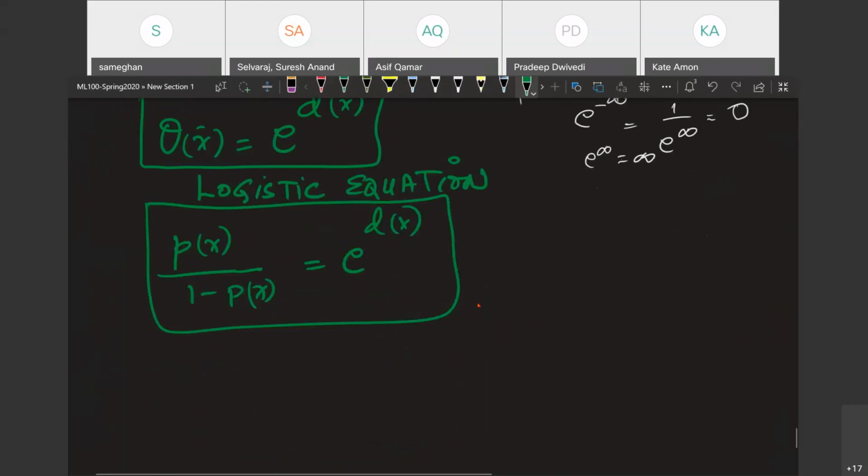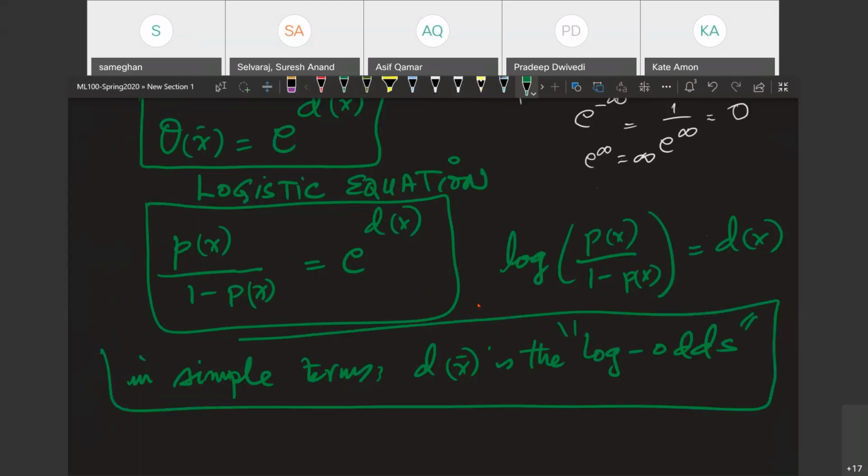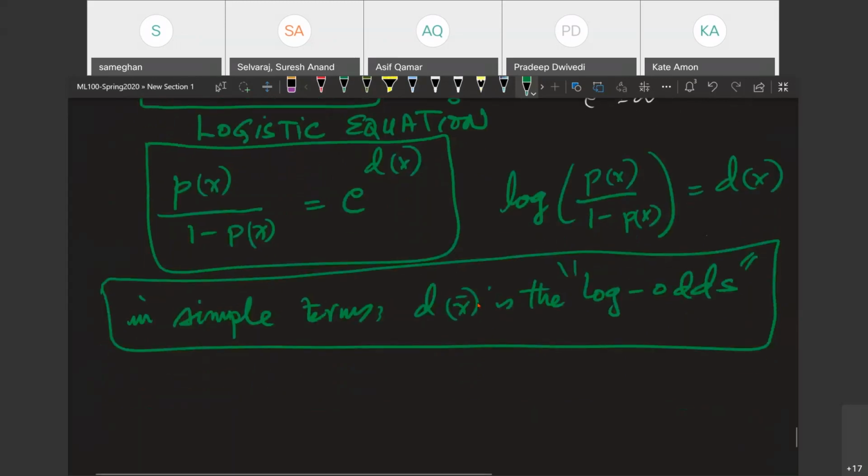And there are many forms you can derive from that. For example, you can say log of P(x) over 1 minus P(x) is equal to d(x). In other words, distance is the log of the odds, the log odds. So in simple terms, d of x is the log odds. This is an intuitive way to remember that as d increases, the log odds of it being a red berry increases. Right?